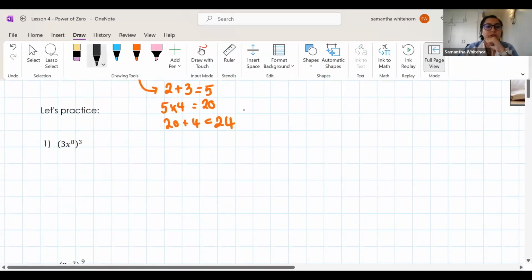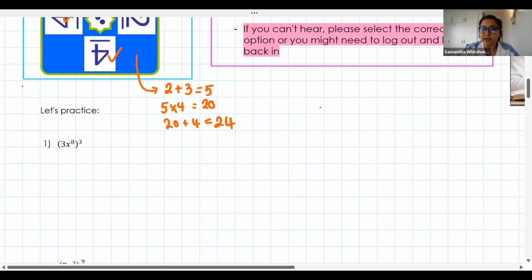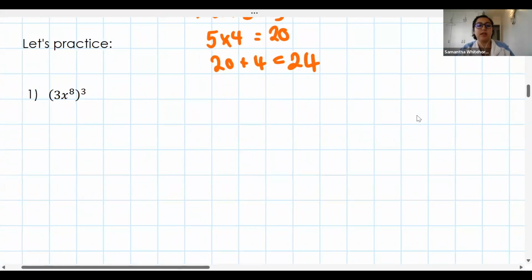What we're going to do first is we're just going to practice what you guys spoke about on Monday. So like we've done every lesson, just 3 quick questions to practice. I'm going to do the first one with you, and then I'll give you some to try by yourselves.